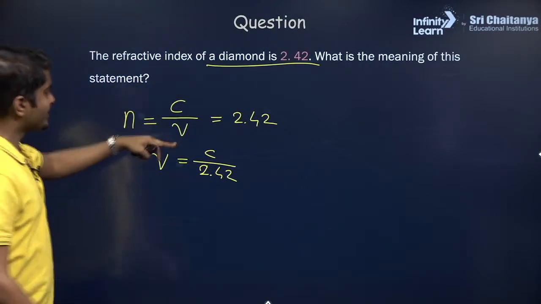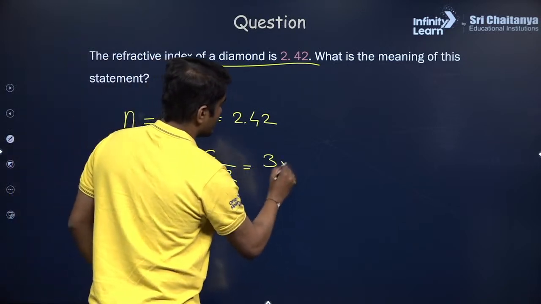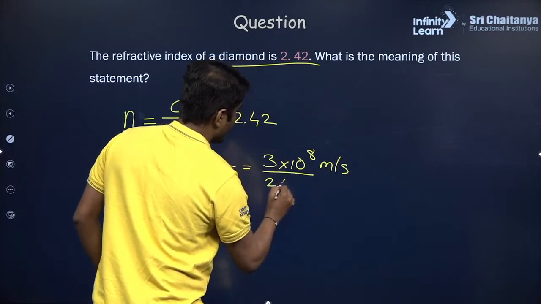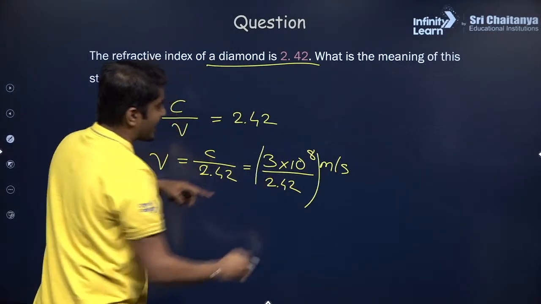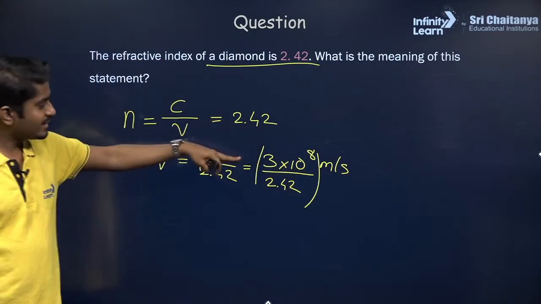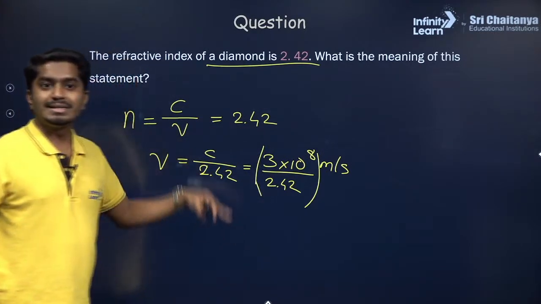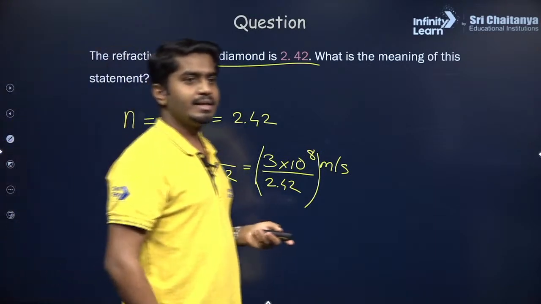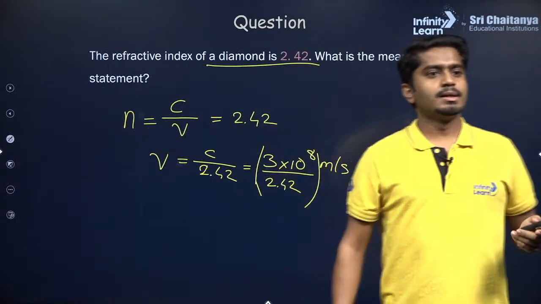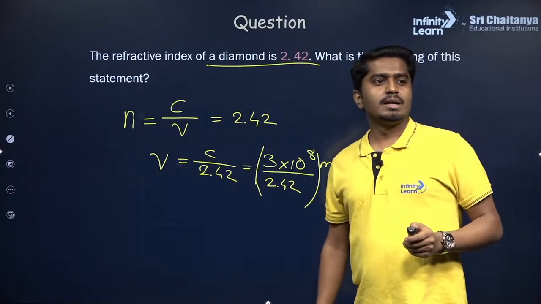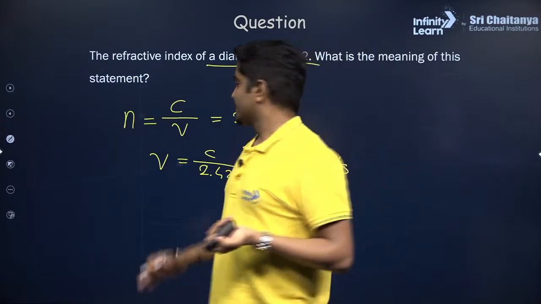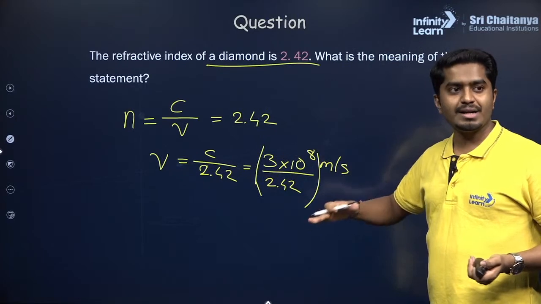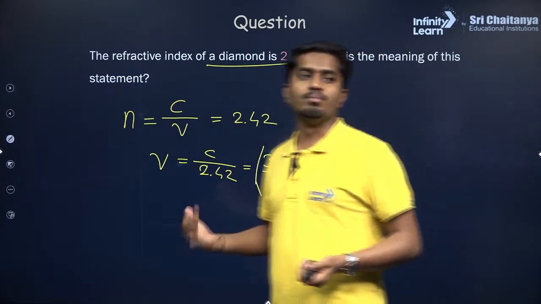Okay. So you can substitute the value of c, which is 3 into 10 raised to 8 meter per second, divided by 2.42. So the speed of light in diamond is slower than the speed of light in vacuum. That is the meaning of refractive index. Clear? Yes, correct. That's what it means. It moves 2.42 times slower than the speed in vacuum. Correct.